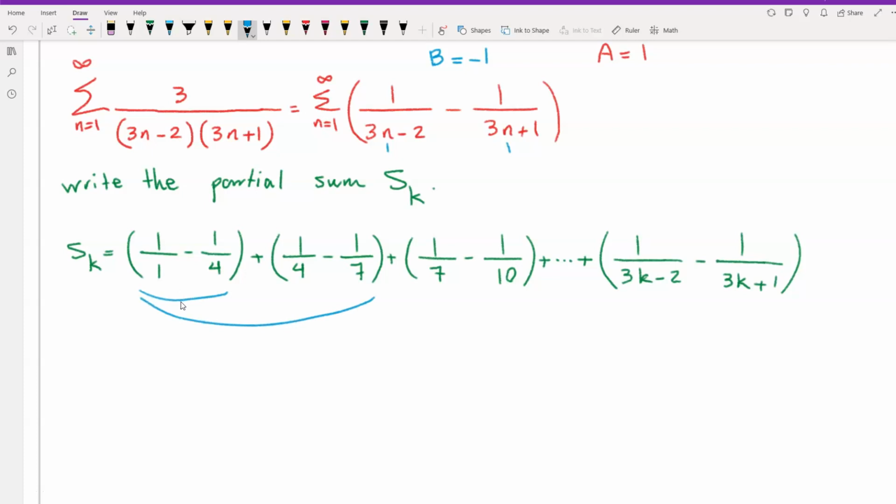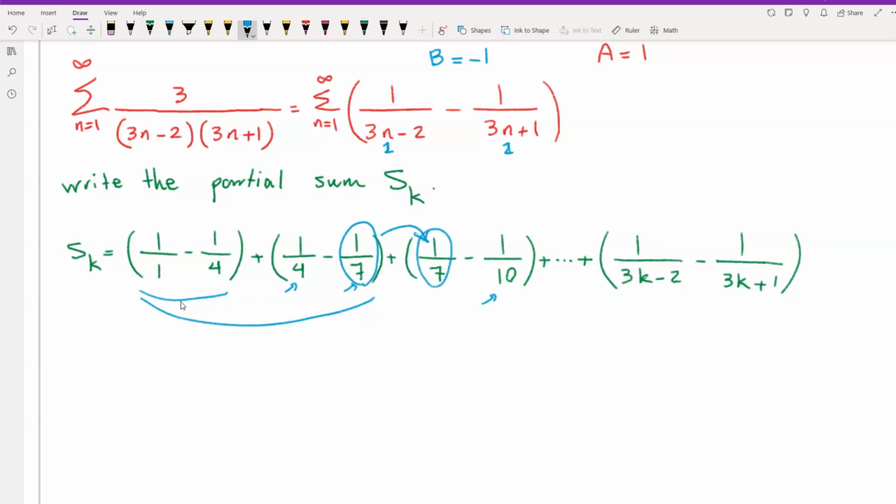Then this part is s sub 2. So we have n equal to 2. We have 3 times 2 minus 2. Here we have 4. 3 times 2 plus 1, we have 7. Continue this process. What we have here is 1 over 7. Use the same number here on this part.